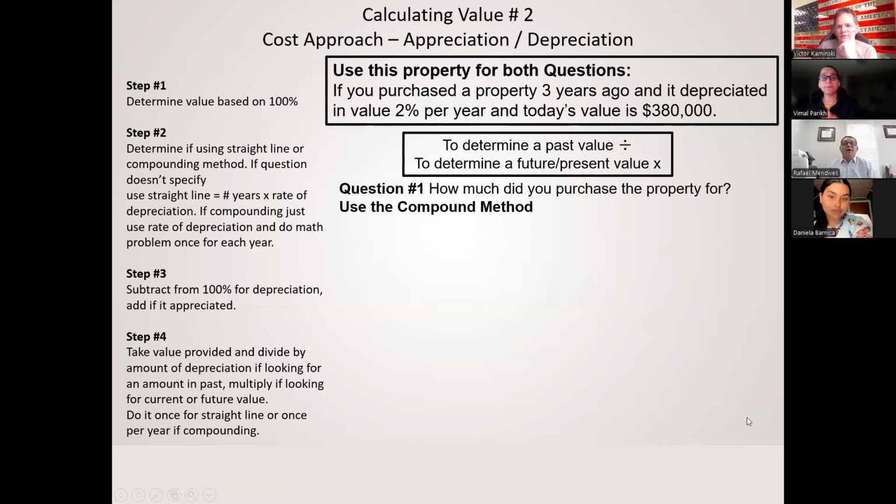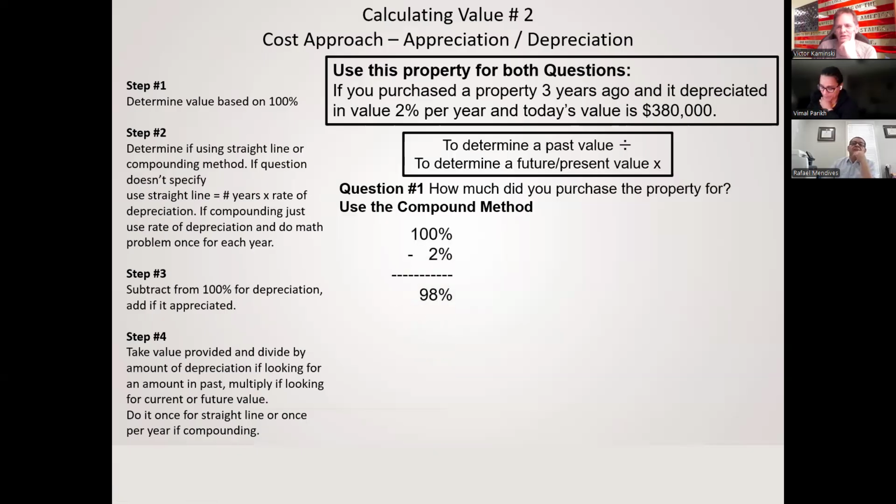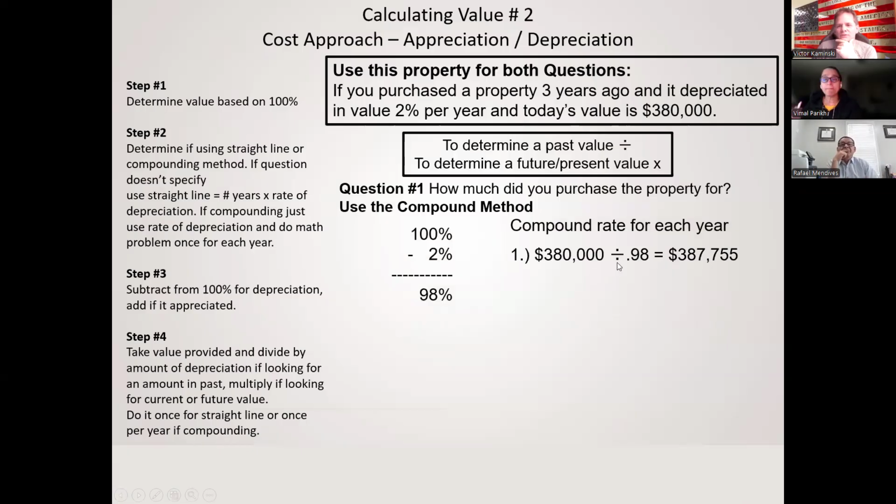100% minus 2%. Using the compound method, it's 100% minus 2%, so 98%. Correct. We don't use that shortcut. And now then, what? We divide: 380,000 divided by 98. So we're going to do that once for each year that it depreciated. Exactly. And why are we dividing?